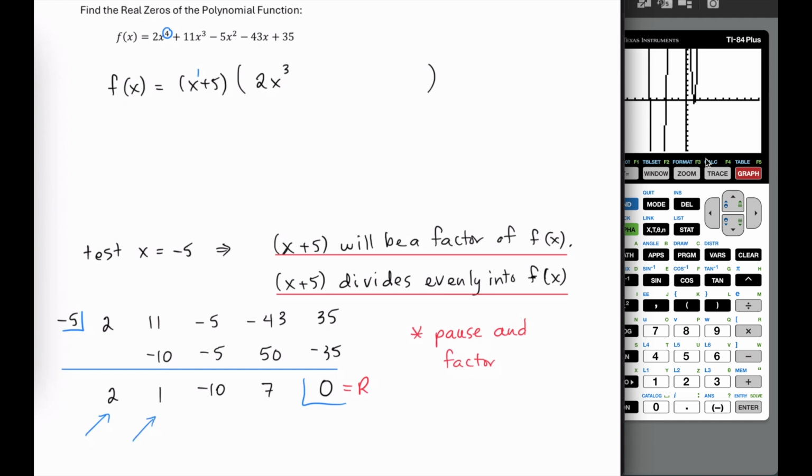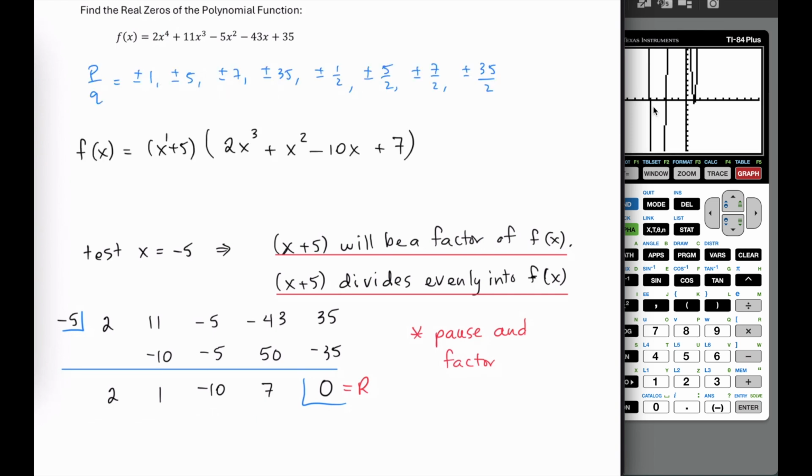That means that this 2 is the leading coefficient on the x to the 3rd power term. 1 is the coefficient on x squared, so we'll just write plus x squared. Negative 10 is the coefficient on x, and 7 is going to be the constant. So essentially what we're doing is we're using the P over Q list and cross-referencing that with the x-intercepts to try to find good candidates that will help us to factor this polynomial.